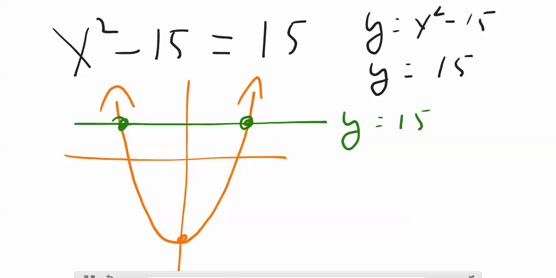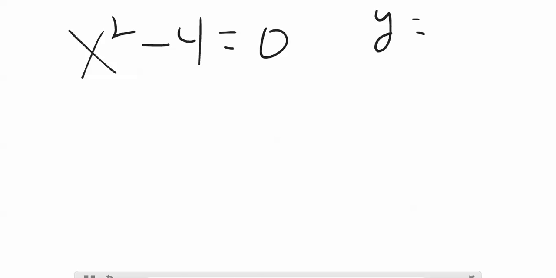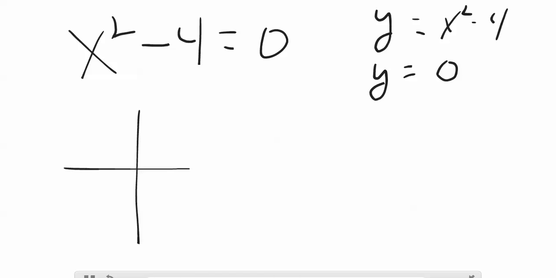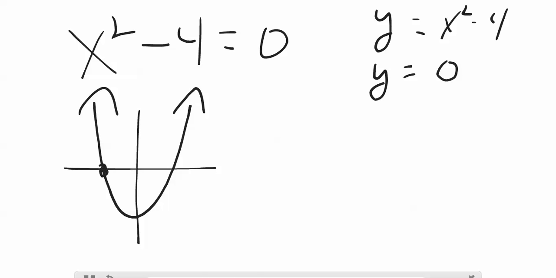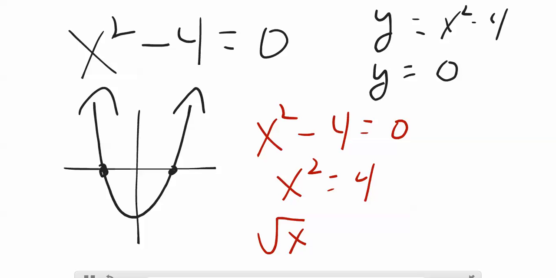Now, some more simple ones. If you had something like x squared minus 4 equals 0. If you just think of y as being x squared minus 4 and the other y as being 0, you can see here that this has a y-intercept of 0, negative 4, and it comes in contact with the horizontal axis here and here. If you were to solve this, x squared minus 4 equals 0, you add 4 to both sides, and then you take the square root of both sides, and you see that x is plus and minus 2.